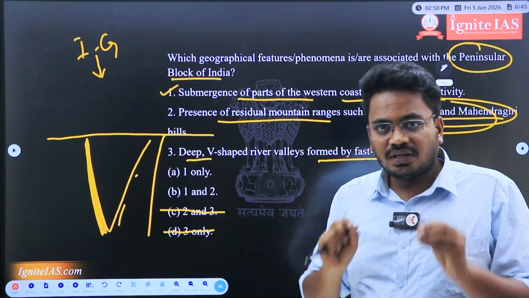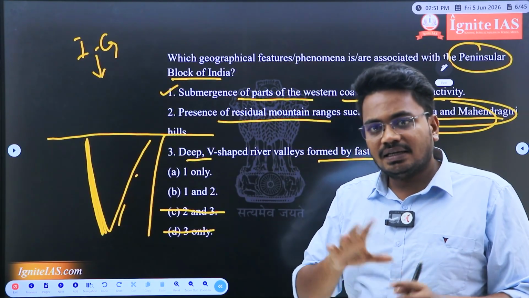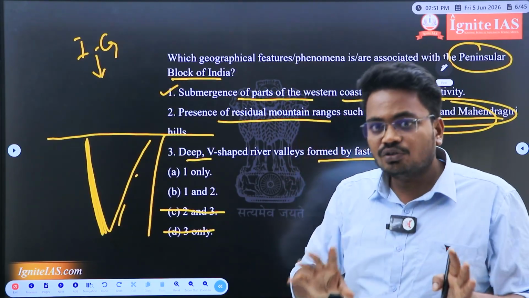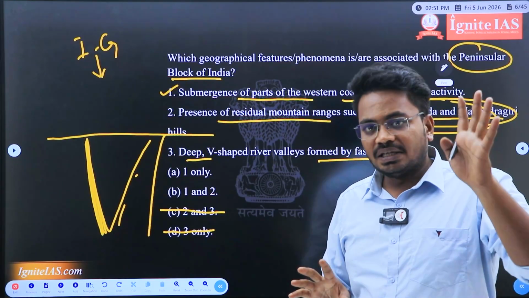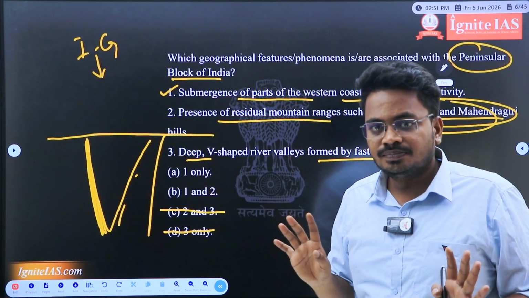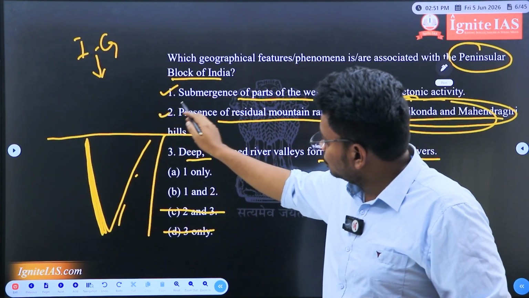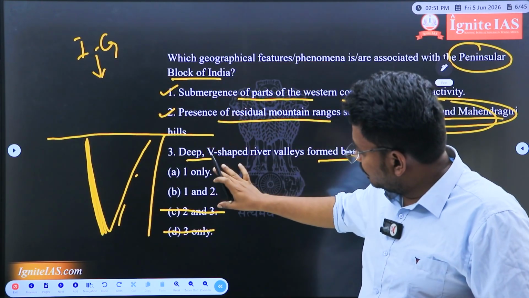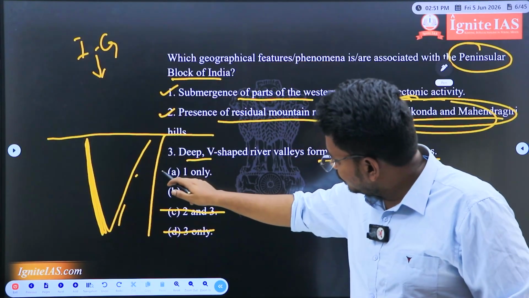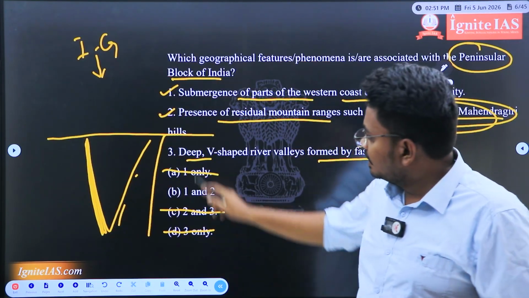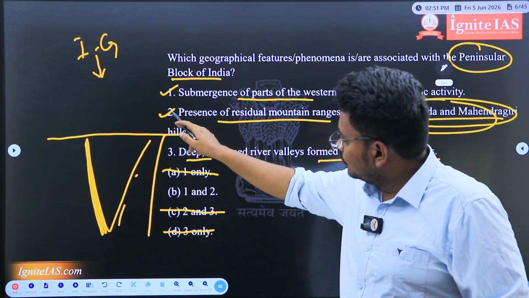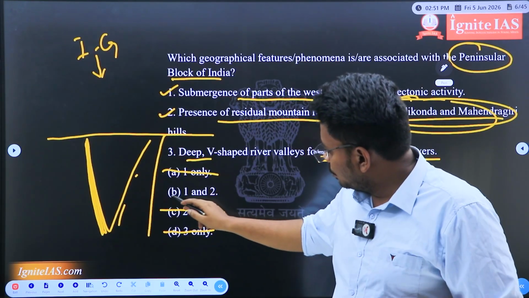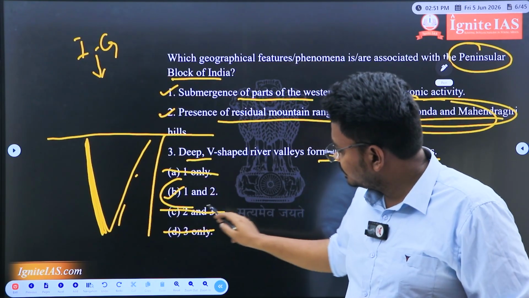So this is the basic thing. Right, all the mountains that are there in the southern side are part of the peninsular block. It might be the Eastern Ghats, or it might be the Western Ghats. Okay, so option 2 should also be there. So by that technique, if you try to eliminate the other options, we can eliminate option A. Why? Answer should be 1, 2. So where do we have option B? Option B is the right answer.